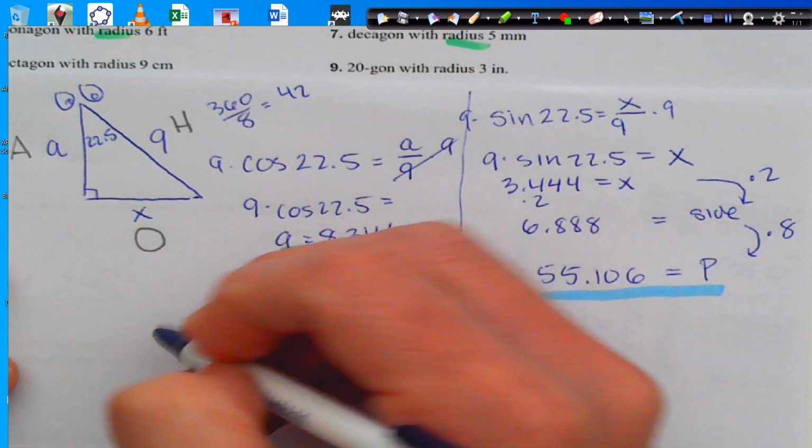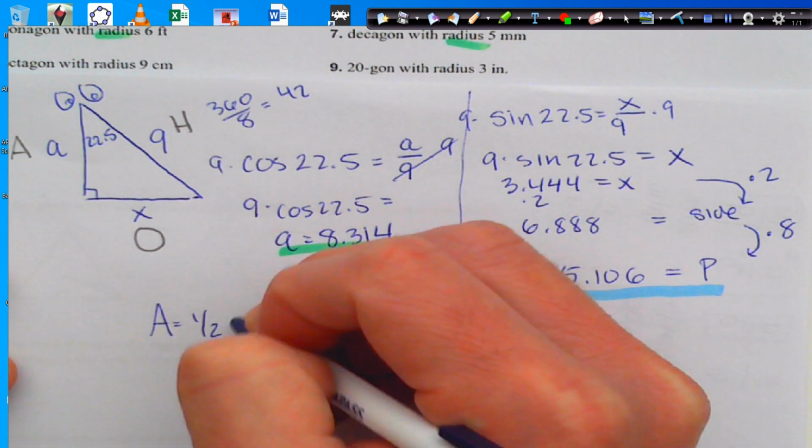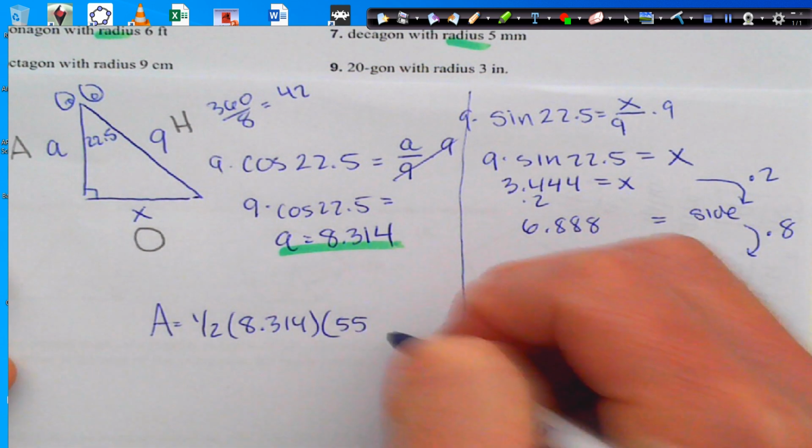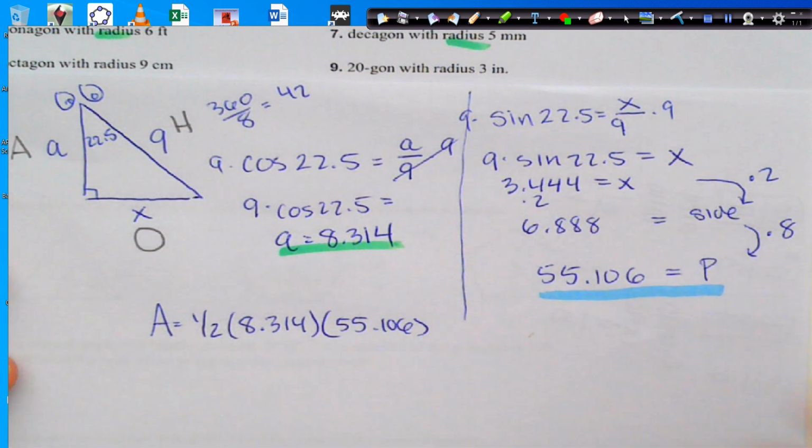Alright, now we put it all together. 1/2, 8.314, and 55.106. And we just multiply it.